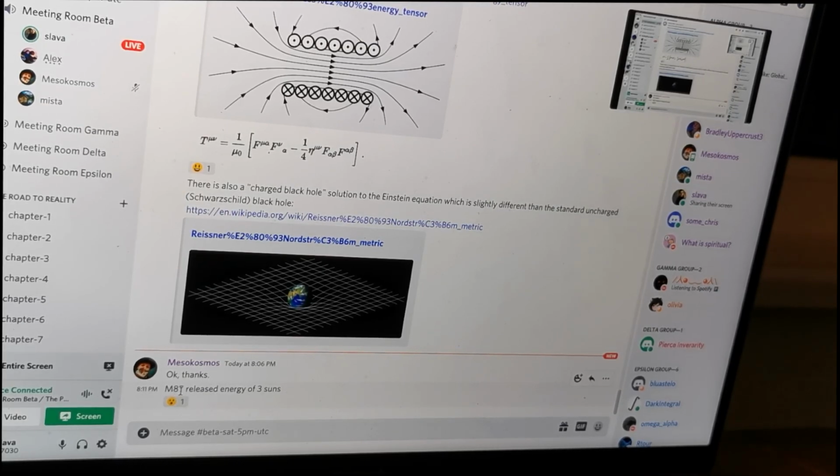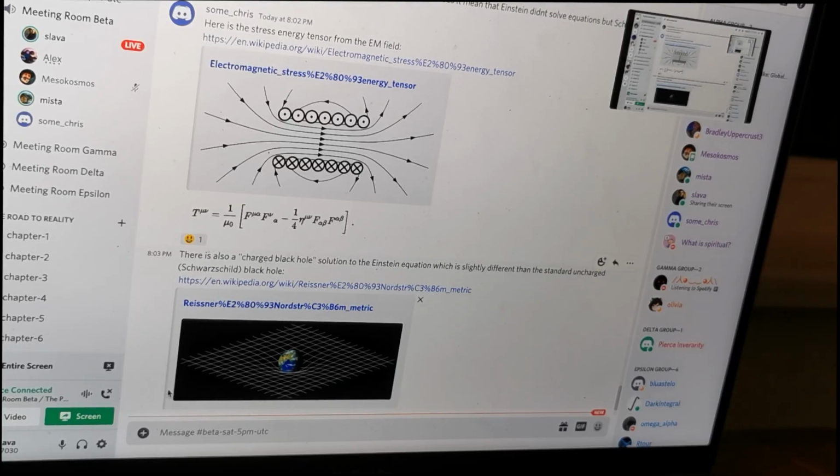Mesocosmos sent something about M87, and it's some kind of galaxy or black hole. What is that? Do you know? I think M87 is a black hole.